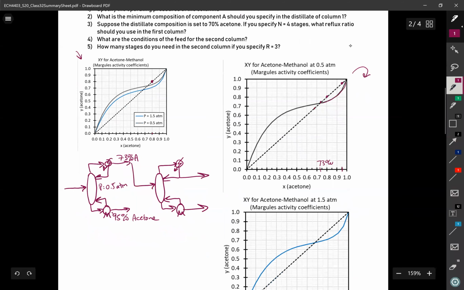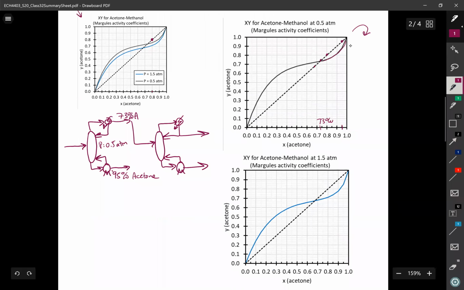All right, so down in the second graph where I have acetone methanol at my second pressure, P equal to 1.5 atmospheres, my feed is going to be 73% pure, so right there. And as you can see, this is going to be the same type of problem that I had in column 1. So from column 2, if this is my pressure, then the best I can do is 95% pure acetone. Now I can get a little bit more pure, but I can't get to that pure methanol. I'm still on this side of the azeotrope.